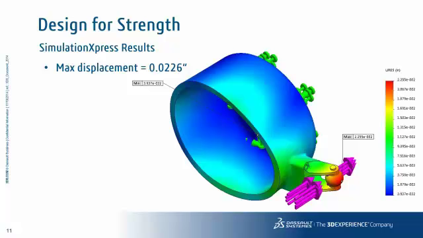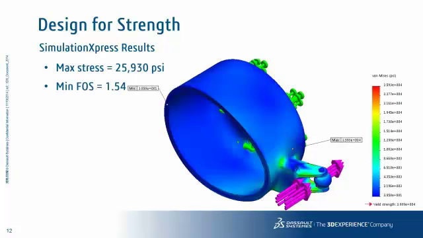I took a subset of the assembly and saved it out, and what you see is basically the results from SimXpress. A max displacement of about 23 thousandths of an inch. Not too bad, but more importantly, we're looking at the stress as my main design criteria. We see the max stress is about 26,000 psi, giving us a factor of safety of 1.54. So, given this worst case testing load that we're going to put in the field, this thing passes, right? And job's done, let's move on to the next thing.